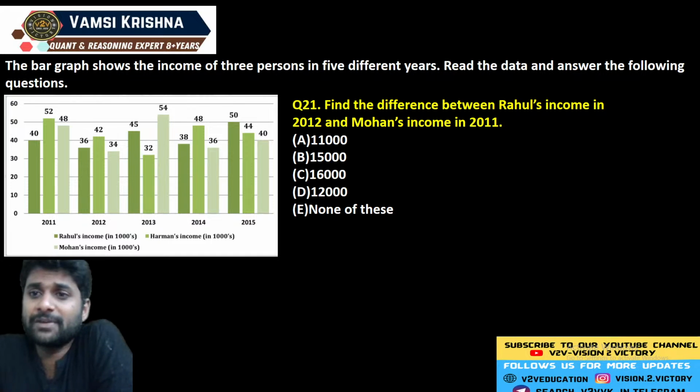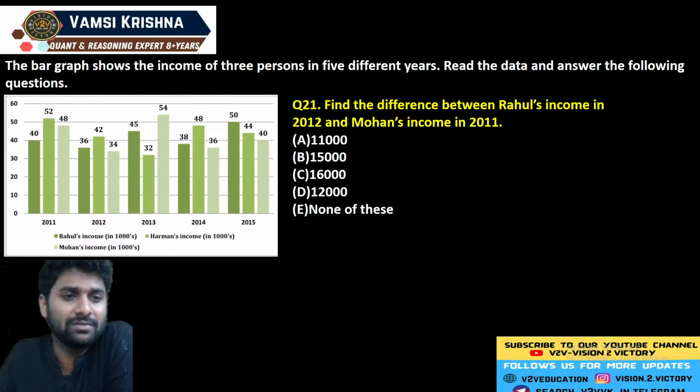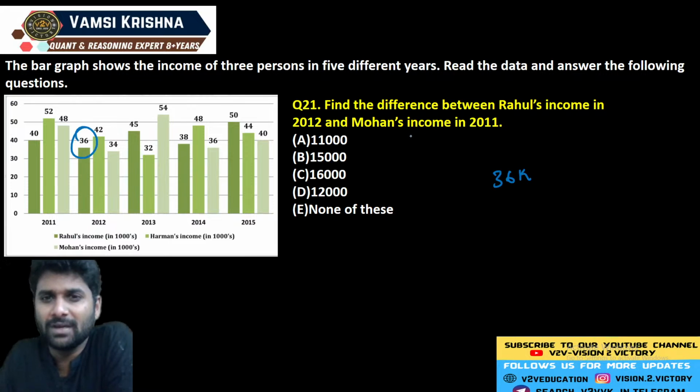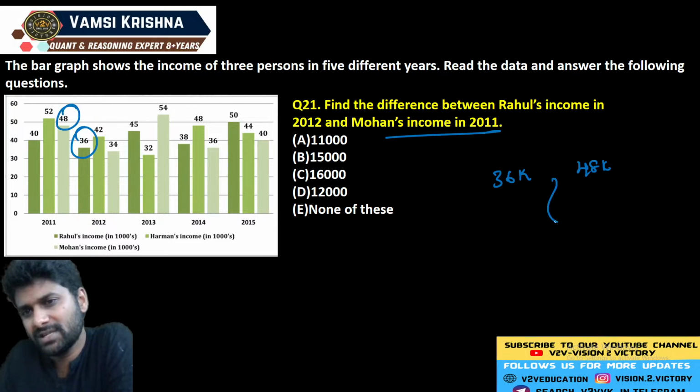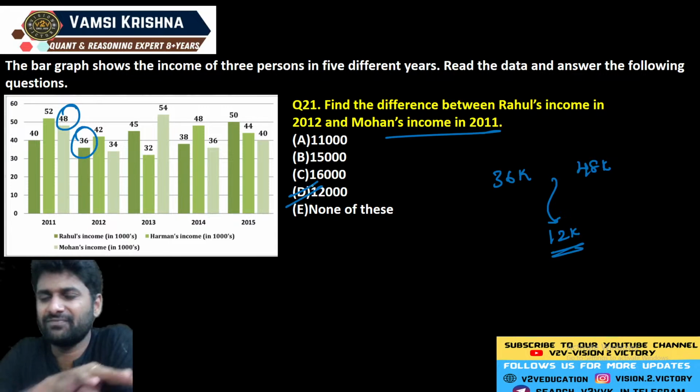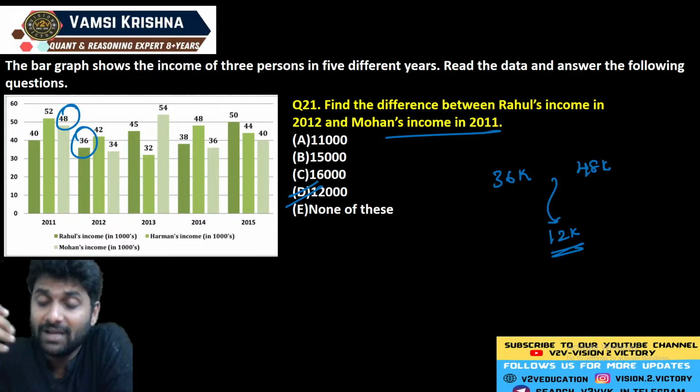Now, find the difference between Rahul's income in 2012 and Mohan's income in 2011. Rahul's income in 2012 is 36,000. Mohan's income in 2011 is 48K. What is the difference here? 12. It's a simple question, guys. You can get this option within 5 seconds. For these kinds of questions, if you observe carefully, you can save your time.